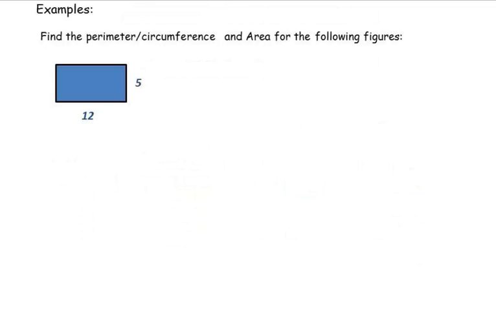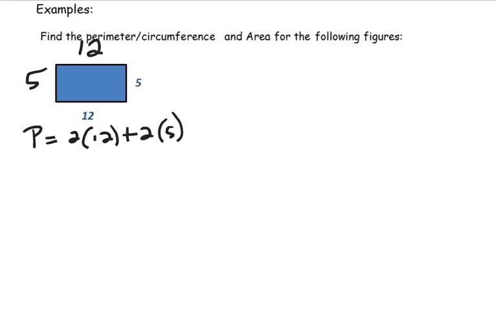Okay, let's look at the next one. We're going to do an example of finding the perimeter or circumference. We got a couple different figures here. And then the area for the following figures. So if I want the perimeter of this rectangle, I'm going to add up all the sides. So we know that we have 12 over here and 5 over here. So that's going to be 2 times 12, plus 2 times 5. So 12 times 2, 24, plus 2 times 5, which is 10.